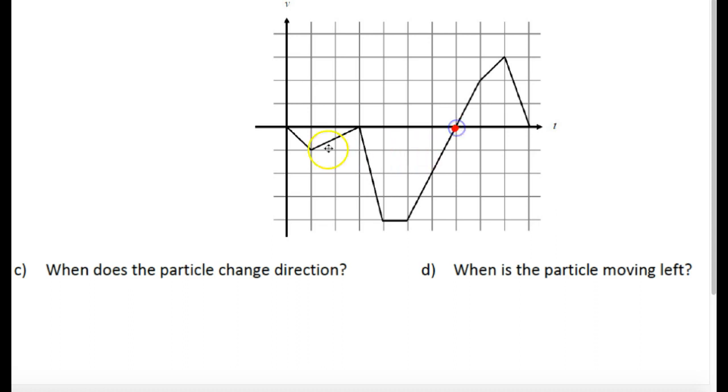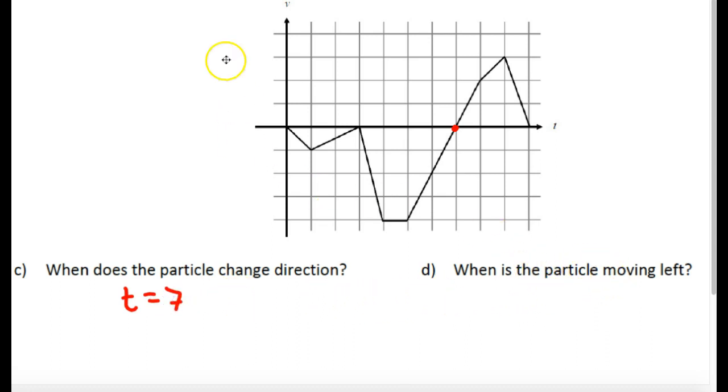So we're moving left, moving left, moving left. We stop, but then we keep moving left, keep moving left, keep moving left. And then here we change to a positive velocity. That means I stop and then start going to the right, right, right, right. And then I stop again. So the only place where my particle changes direction is at t equals 7.